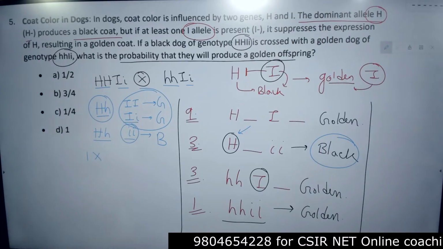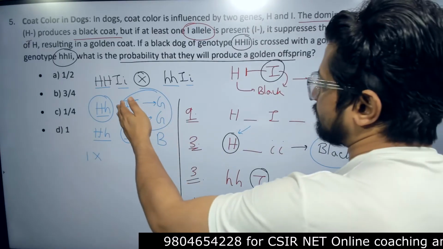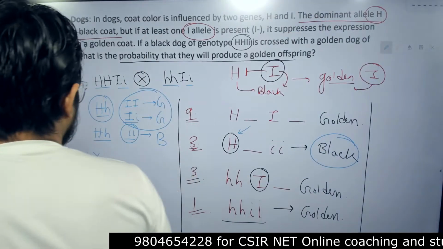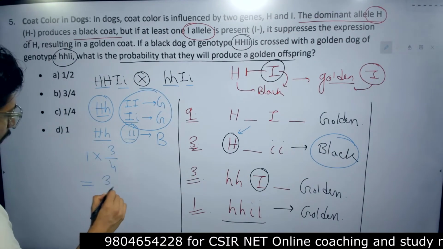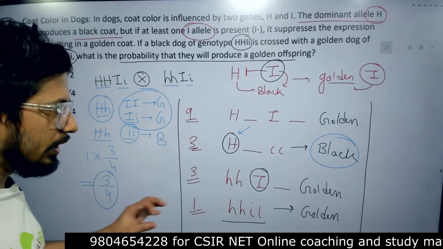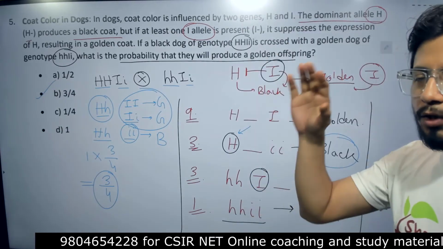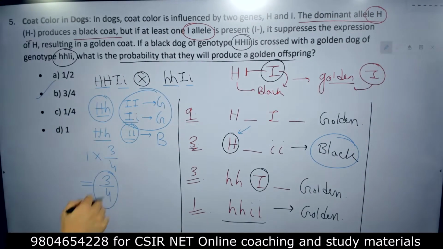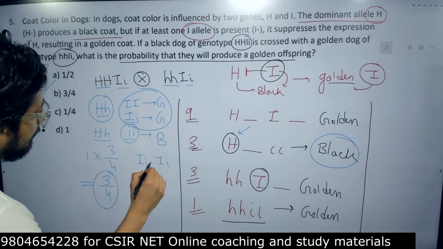To get a golden, the probability of having a golden individual here, between these two, is 3 out of 4. So the total probability of having a golden offspring here would be 3 out of 4, that is option B, right? So 75%, 3 out of 4 means 75%, because you see the probability between I and II, that's what we are calculating, right?